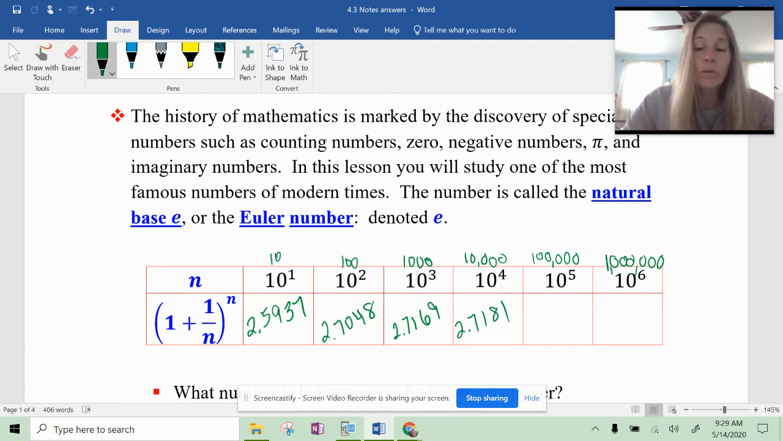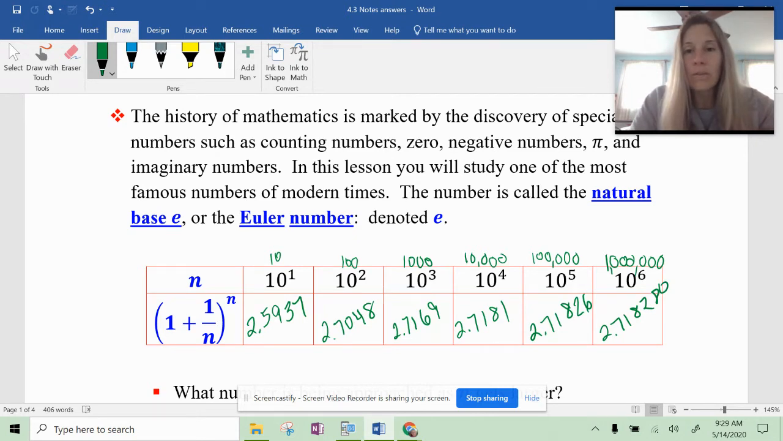So for the next two, you could put those in your calculator as well. But this is 2.71826, and I carried an extra digit just so you could see. And the next one will be 2.718280. So you can see it's starting to maintain its value, and just the very last digits are changing. So we can say that it's approaching something.